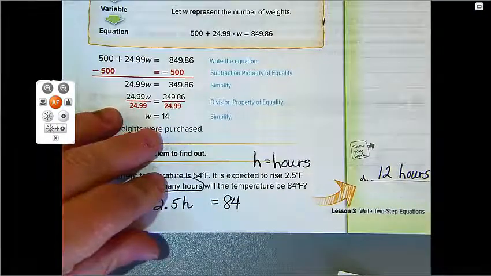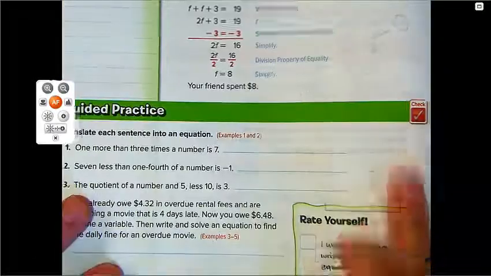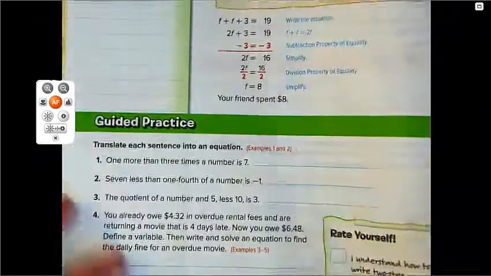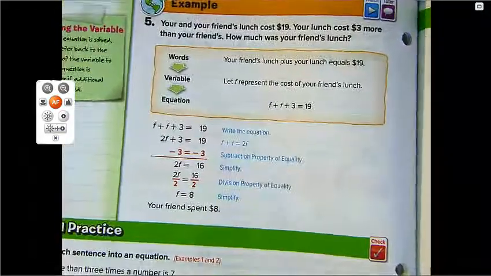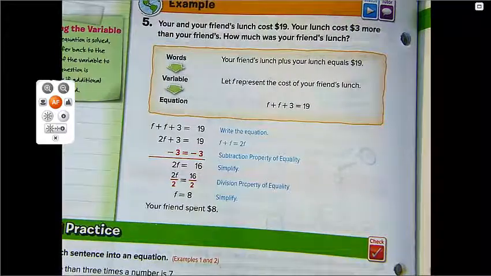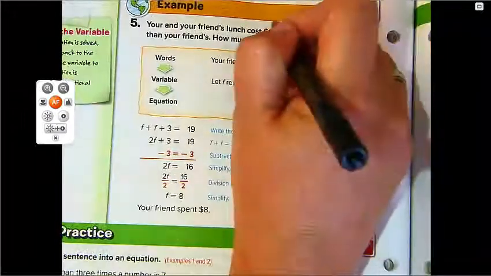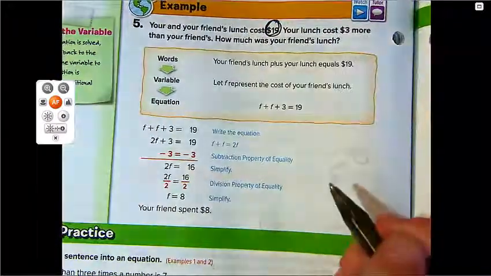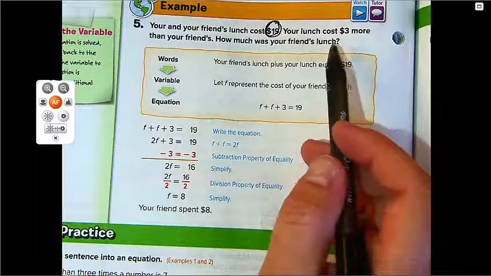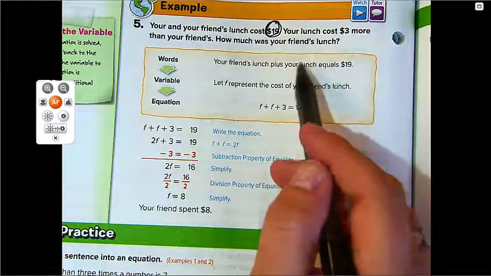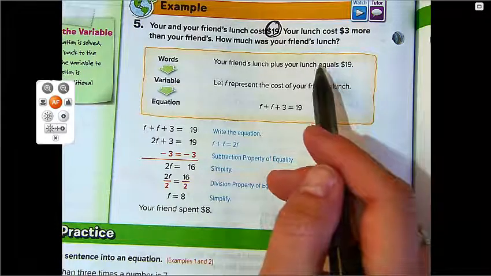Okay? Last example. It says you and your friend have lunch together. And the total lunch costs this much money. That's the total that it costs. And it says your lunch was $3 more than your friend's. So you ordered extra fries, I don't know. You ordered something, but it was $3 more than what your friend's was.